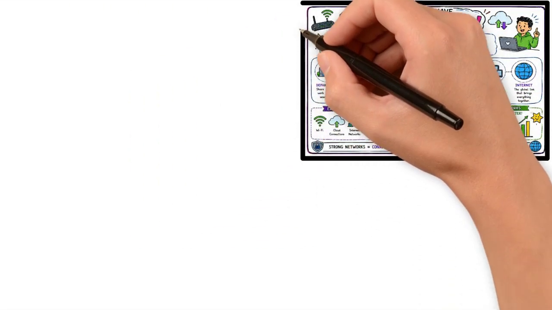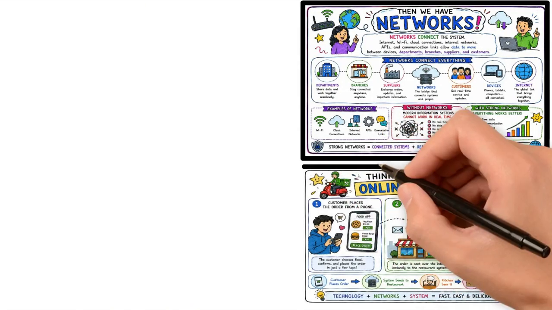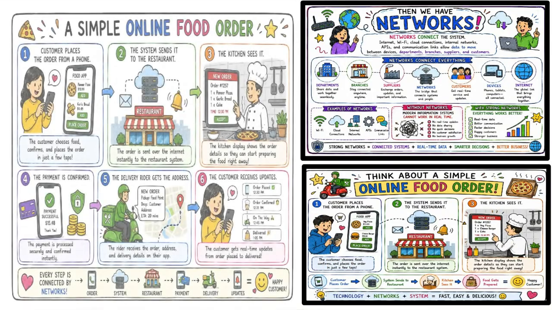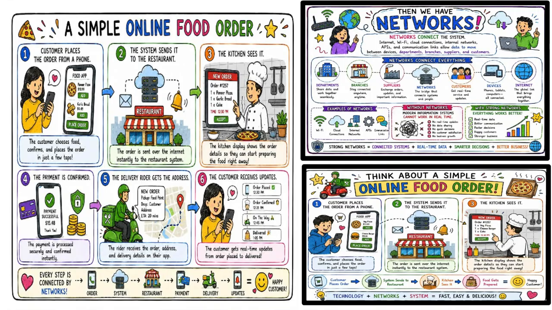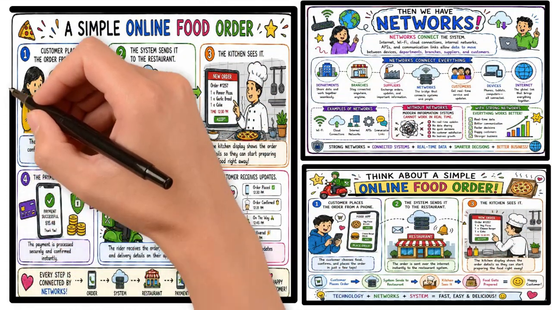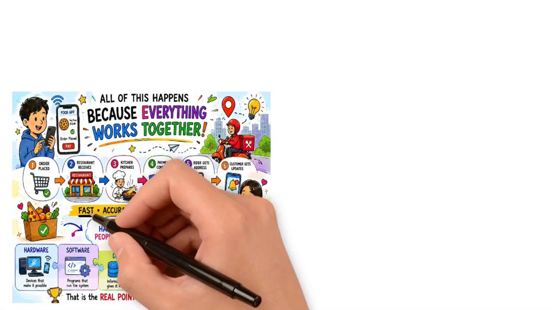Think about a simple online food order. The customer places the order from a phone. The system sends it to the restaurant. The kitchen sees it. The payment is confirmed. The delivery rider gets the address. The customer receives updates. All of this happens because hardware, software, data, people, processes, and networks are working together.